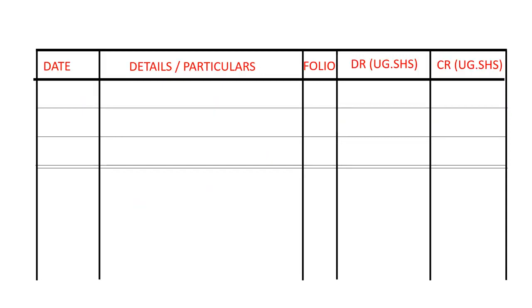We have the date column, the one we use to record the date when the transaction takes place, the details or particulars. Now, the details or particulars column is where we record the accounts that are affected by a specific transaction. Then we have the folio column, which references where these accounts are located, then the debit side and the credit side. Let's get straight into that.